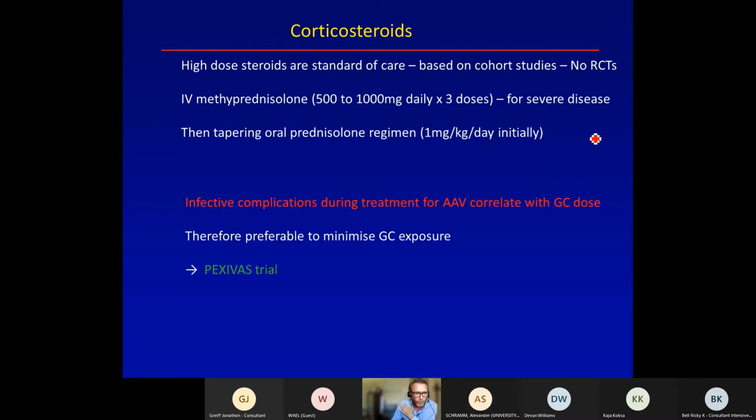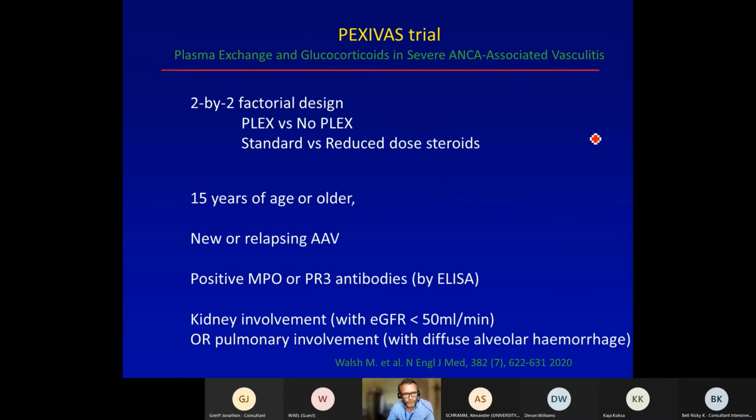The problem with steroids is that the infective complications that occur during treatment with ANCA-associated vasculitis predominantly correlate with the glucocorticoid dose rather than whether you have rituximab or cyclophosphamide. The vast majority of infective complications are associated with glucocorticoids. And so there is a move to try and minimize exposure to glucocorticoids. And we now have a trial that helps us know what to do with that.